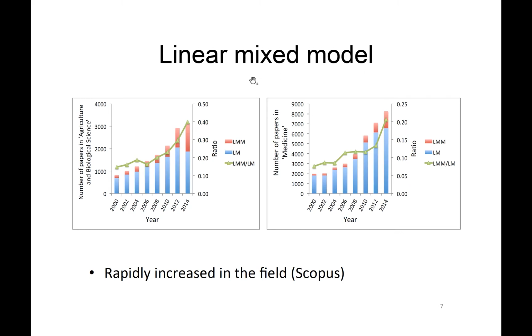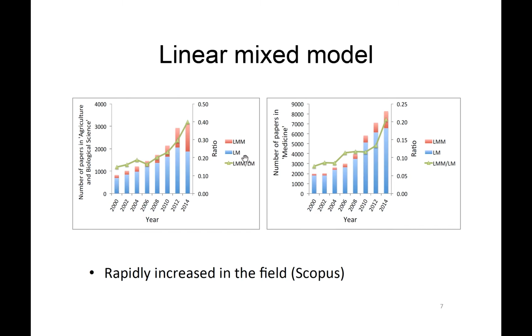So get back to the linear mixed model. This is the number of papers published in agriculture and biological science from Scopus, from 2000 to 2014. And the red bar is the number of papers on linear mixed model.